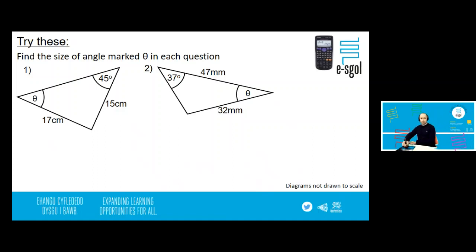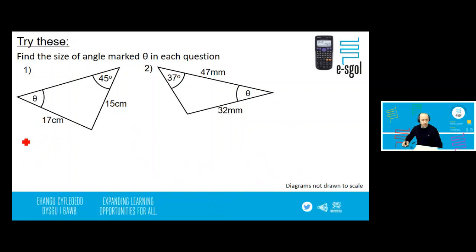Okay, so let's take a look at these. They're both marked theta this time, so they're both sort of unknown angles in a question that we need to find. Let's take a look at this first question. We've got this theta here in the corner.